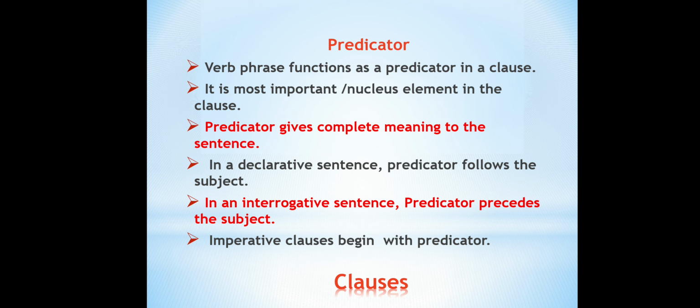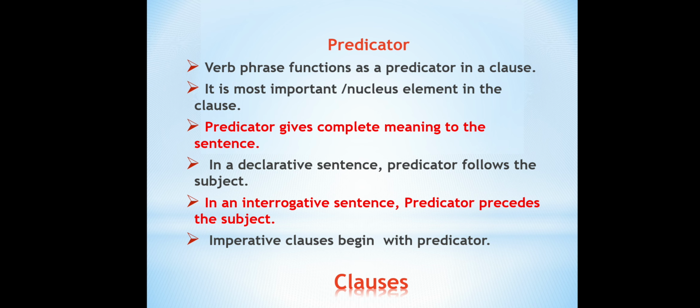predicator in each type of clause, that is declarative clause, interrogative clause, imperative clause, exclamatory clause, is fixed. So, in a declarative sentence, predicator follows the subject. In other words, in a statement, predicator comes immediately after the subject.